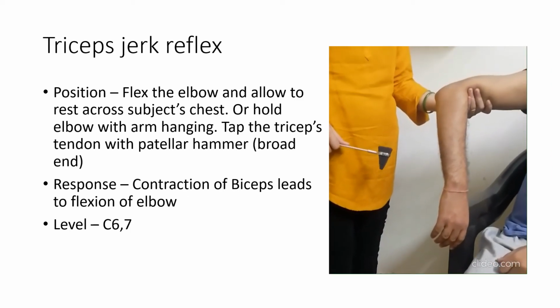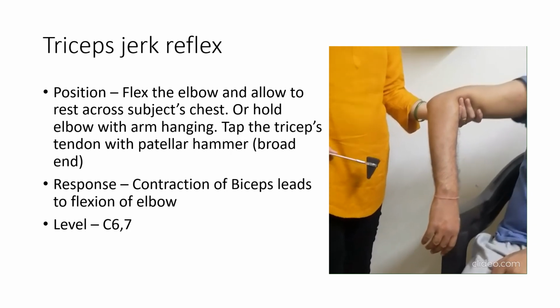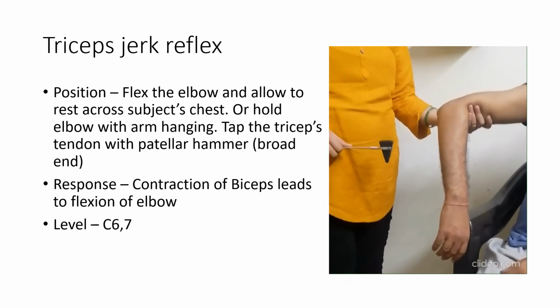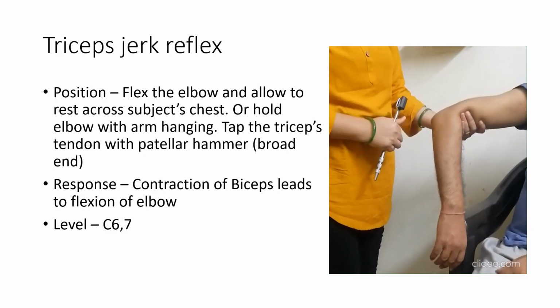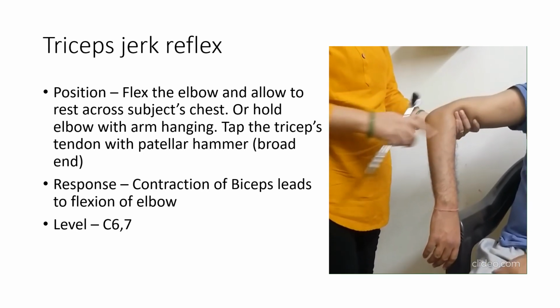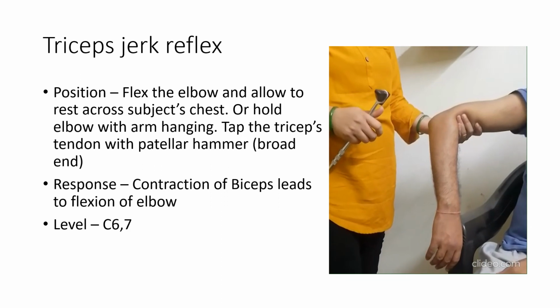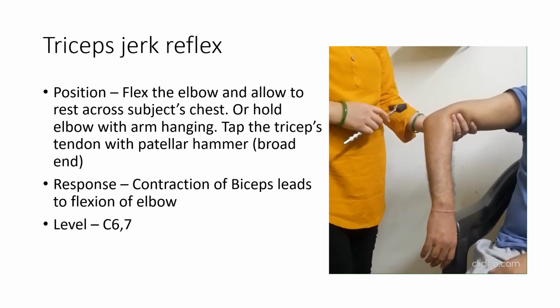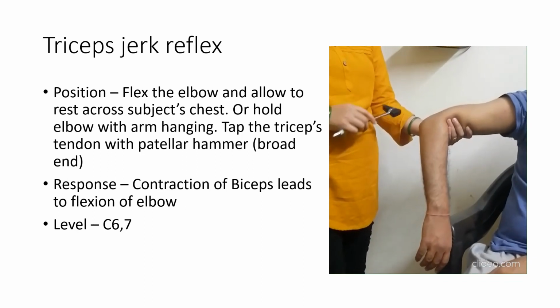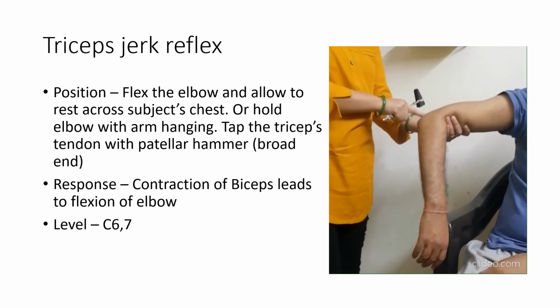Now we are going to perform the tricep reflex. To perform the tricep reflex, if we talk about positioning of the subject, one way is we flex the elbow and the hand should be rested on the patient's chest. But you can't see the reflex clearly in that position. So one other position is to just support the elbow like this and you have to hit the tricep tendon.